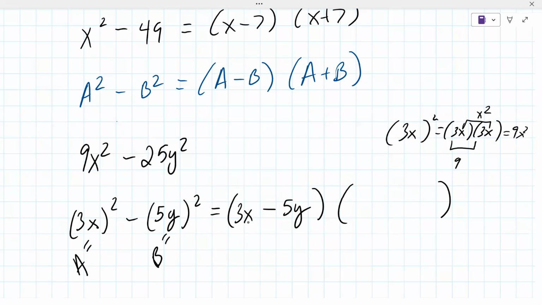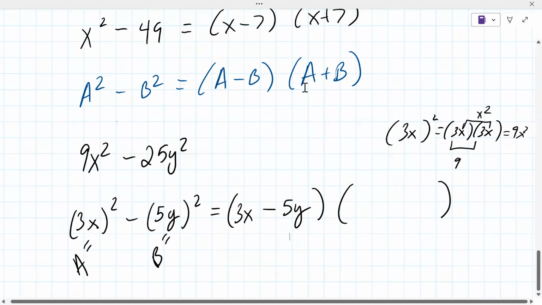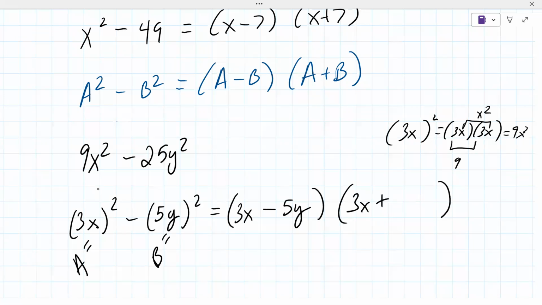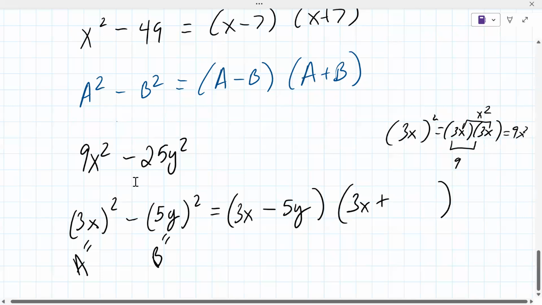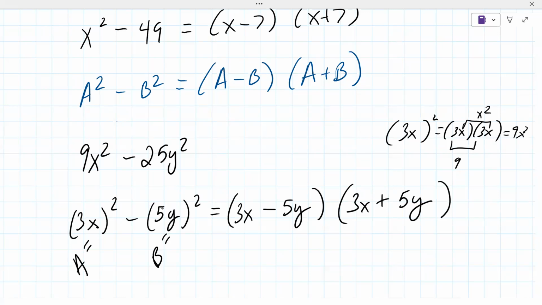And for the next one, what's the value of A? 3x. And what's the value of B? Plus 5y. Yes. Okay, so now we're ready to try some of your problems.